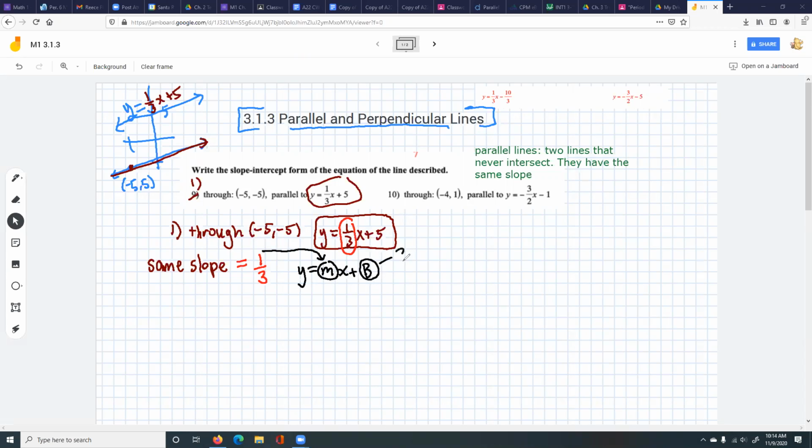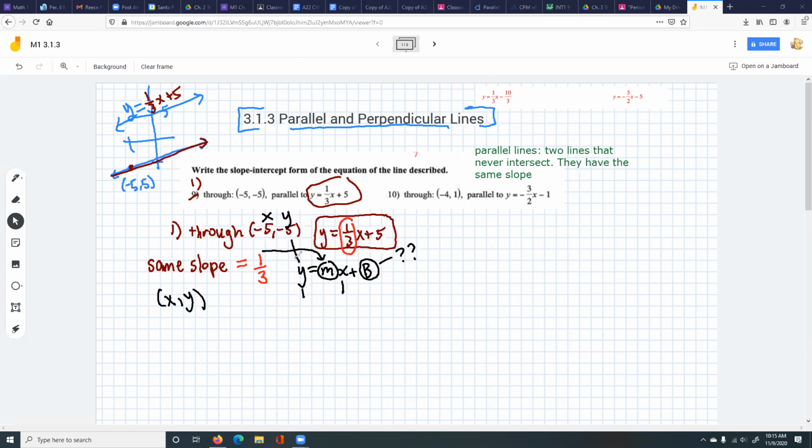Okay, we don't know this and we need to find it. So to find the b, do we know an x and do we know a y? Do we know a xy? Absolutely, it's right here. This is your x and this is your y. So let's plug these into the equation.